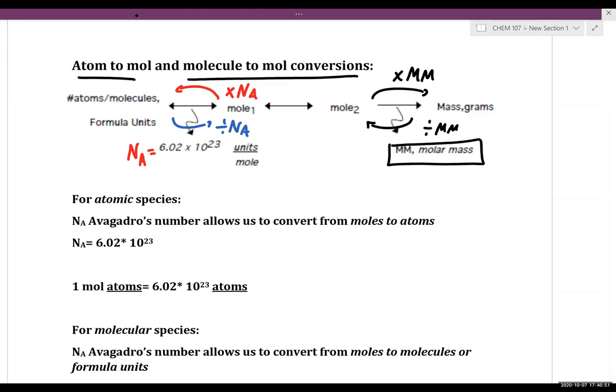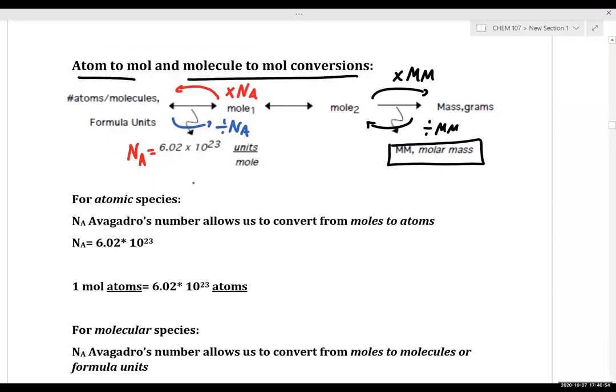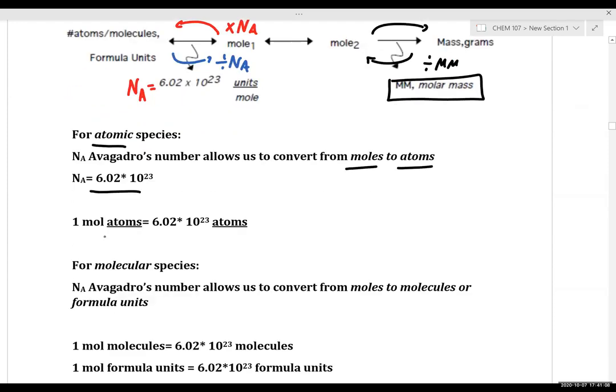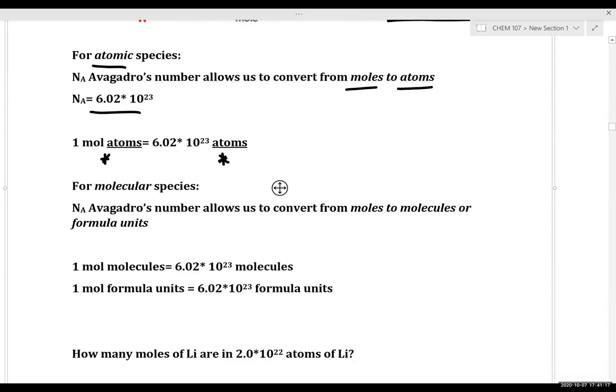Now, let's talk a little bit about what Avogadro's number is doing. For atomic species, Avogadro's number allows us to convert from moles to atoms, where Avogadro's number is 6.02 times 10 to the 23rd. In other words, in a mole of atoms, we have 6.02 times 10 to the 23rd atoms. Now, for a molecular species, Avogadro's number allows us to convert from moles to molecules or formula units. A mole of molecules is 6.02 times 10 to the 23rd molecules.